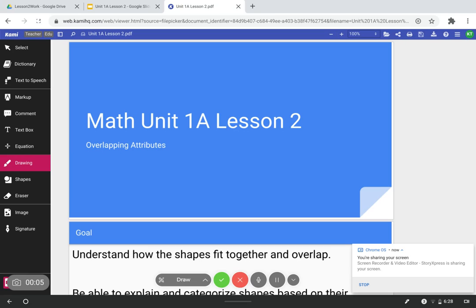Today we are continuing with our attributes in geometry. This is lesson 2. Let's begin.